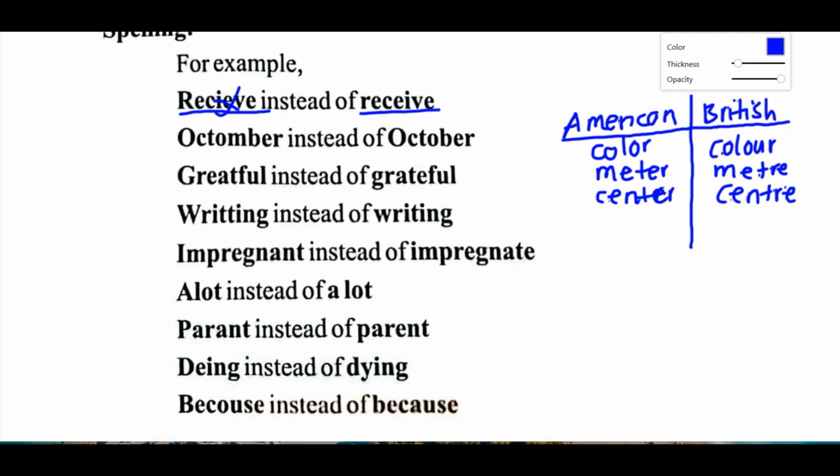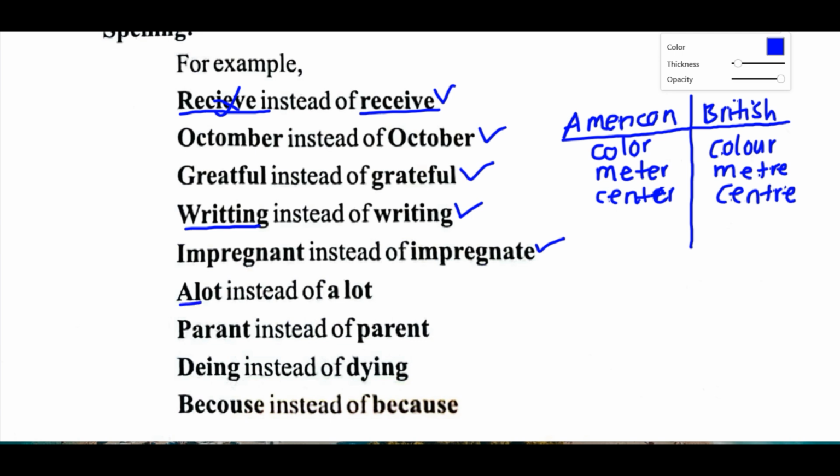So wrong, we have correct. Then it's not October. Instead, it's October. It's not grateful. It's not something that is grateful. No. The grateful, like you want to appreciate, the grateful is this one. Writing does not contain double T. The correct one is this one. Pregnant. It's not pregnant, but pregnant. So the correct one is this one.